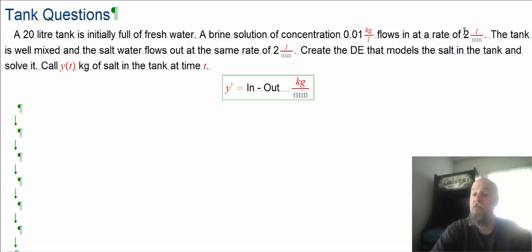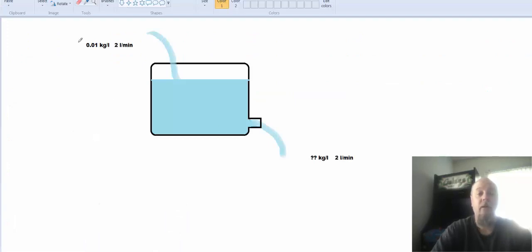Another thing. I'll take my picture here. It took me like 20 minutes to make this. You've got 2 liters per minute flowing in and 2 liters per minute flowing out. If 2 liters per minute are flowing in and 2 liters per minute are flowing out, the volume, the amount of water in the tank, is constant.